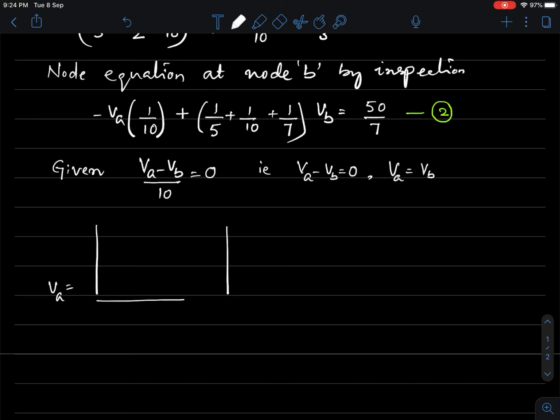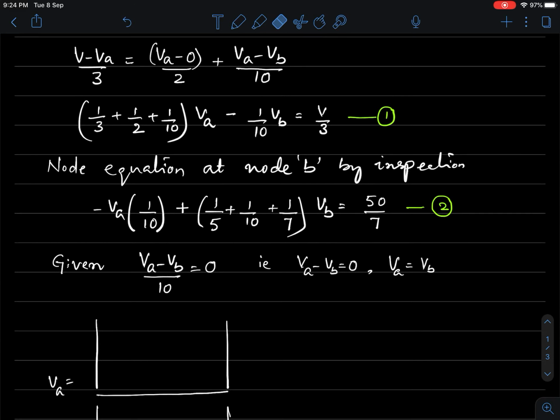The ratio of two determinants. This is what is VA. The two determinants are, this is your delta determinant. We call this delta. We need not evaluate delta, but still let me write delta.